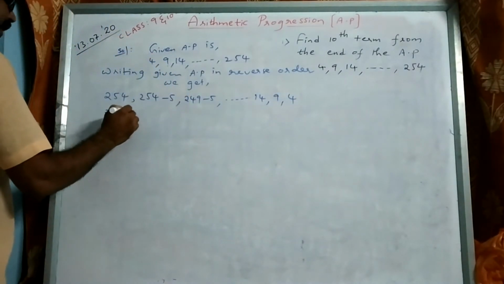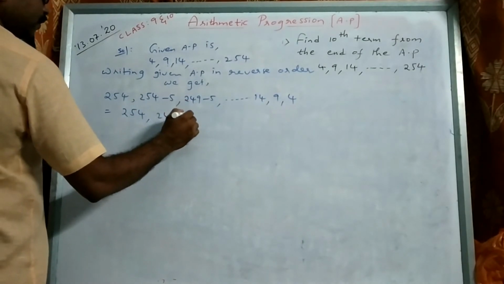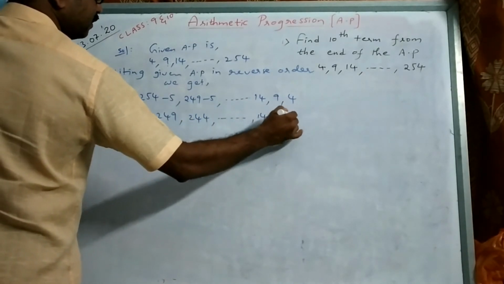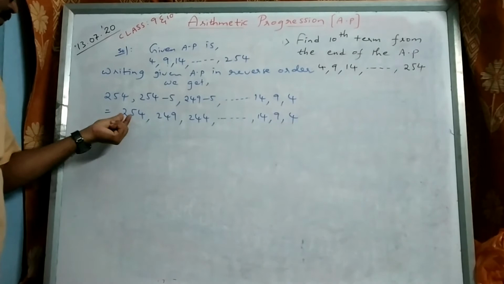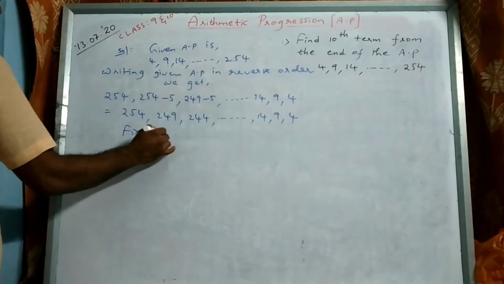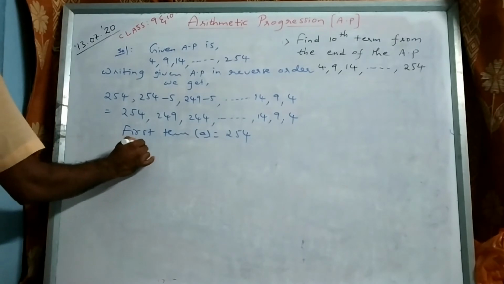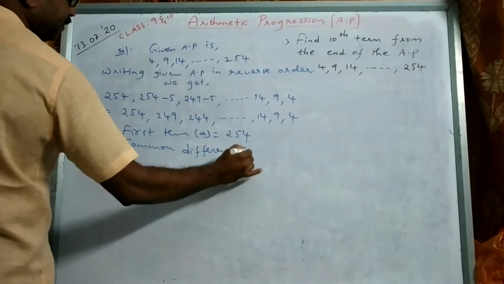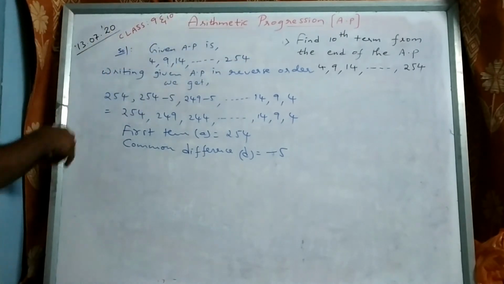So what will you get here? 254, 249, 244, and so on, 14, 9, 4. Okay, 5 is reduced. You see, 5 is reduced. Now easily we can find: the first term is what? 254. What is the common difference? Common difference D equal to minus 5. From this side 5, no? From that side minus 5.